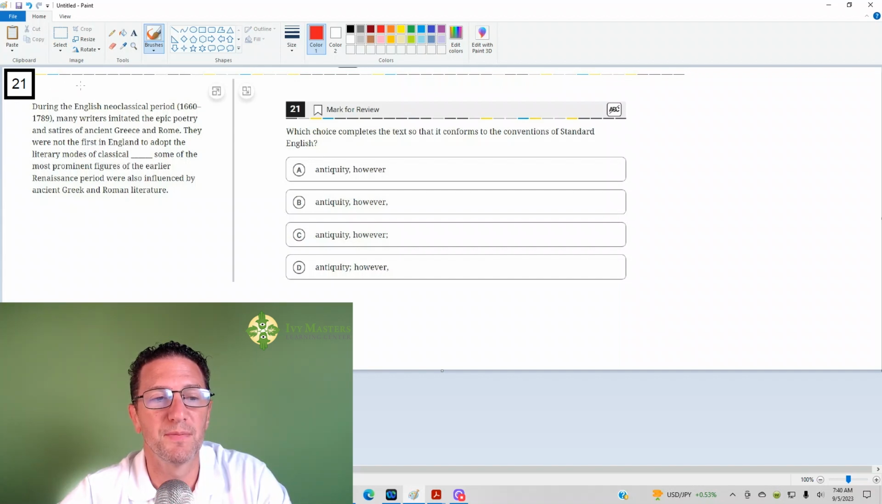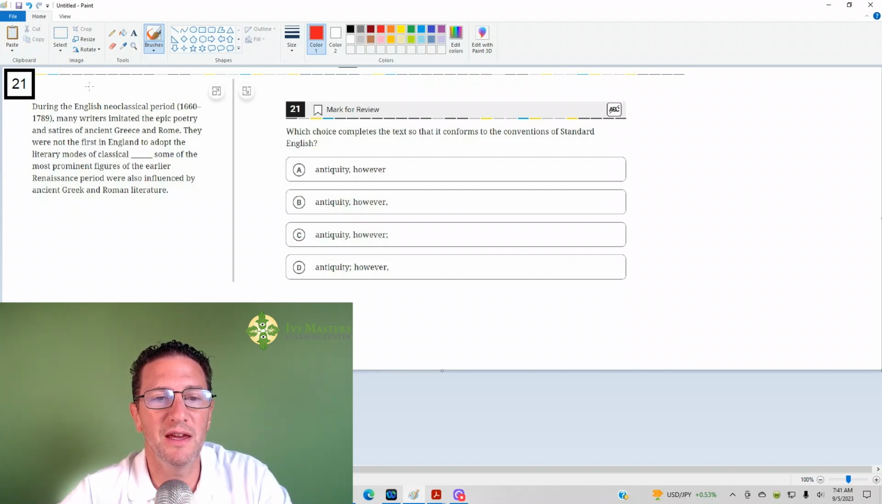Now I'm going to read from after the however, from some to the end. Some of the most prominent figures of the early Renaissance period were also influenced by ancient Greek and Roman literature. And you ask yourself, could that be its own sentence? And the answer is yes. The subject is actually some. Of the most prominent figures is a prepositional phrase. Of the early Renaissance period is a prepositional phrase. Subject is some, verb is were, and again, it's a complete thought. Some were also influenced by ancient Greek and Roman literature.